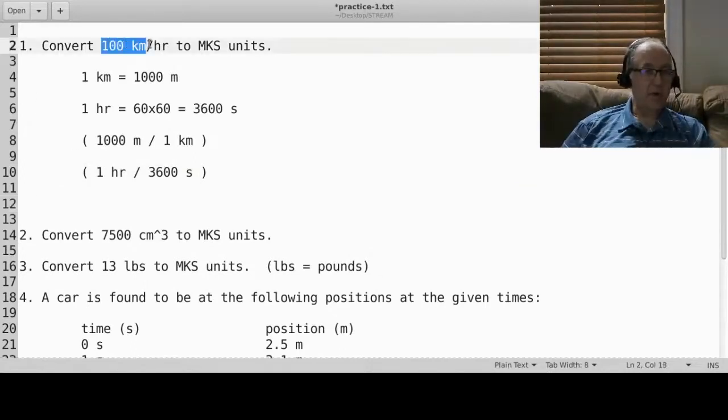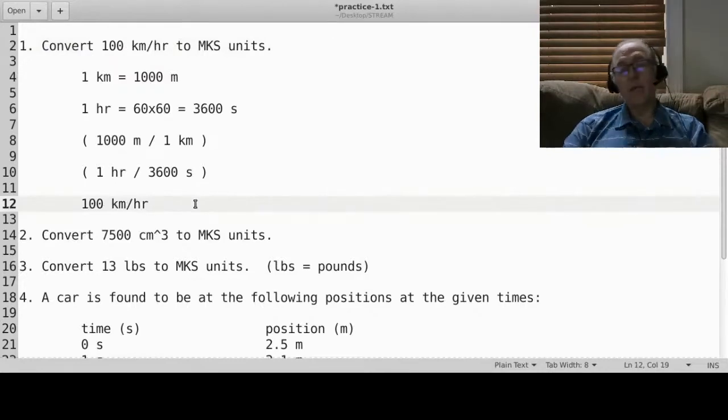So here's our original number, 100 kilometers per hour. By the way, that's the speed limit that you drive on the highway. If you ever drive in Canada, it's 100 kilometers per hour. It should turn out to be about 55 miles per hour.